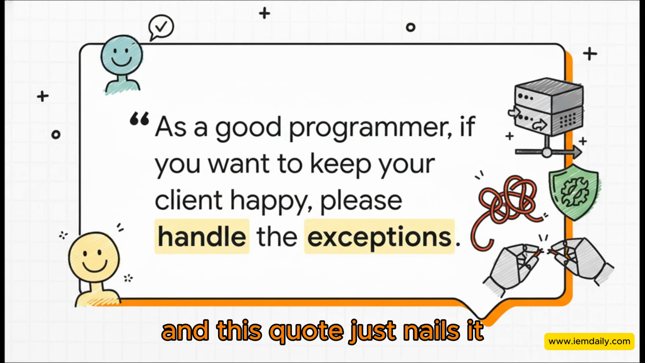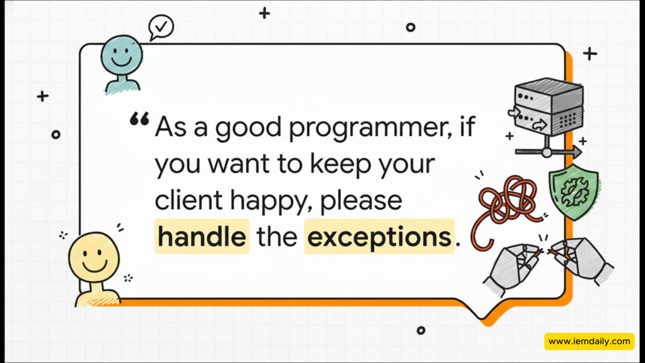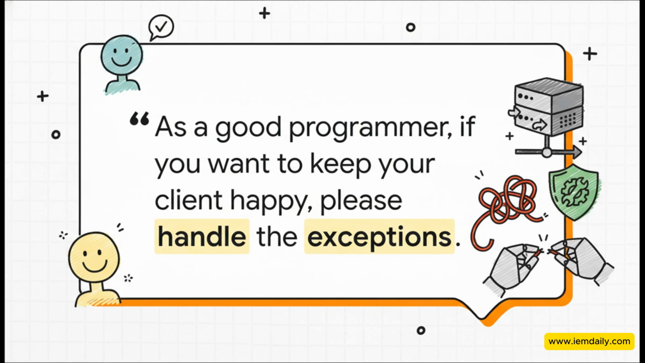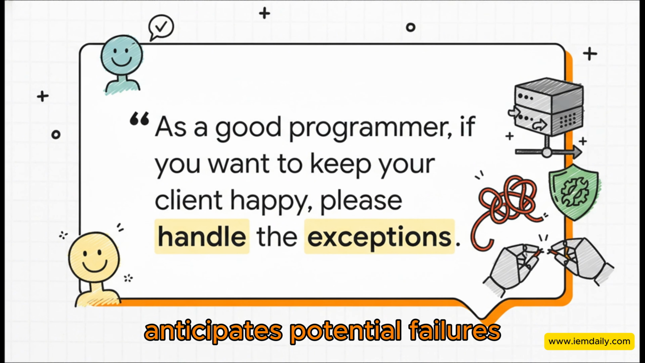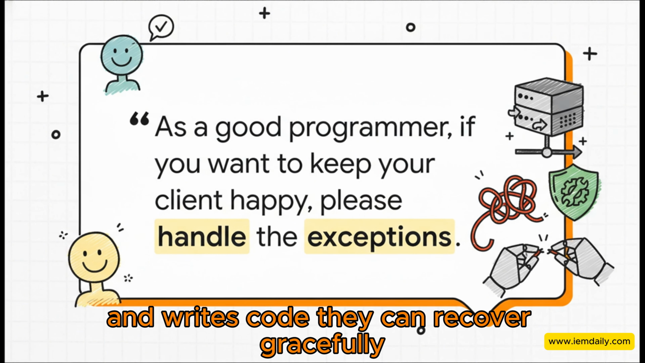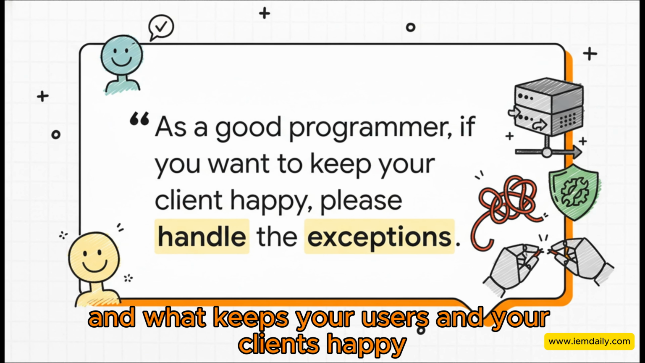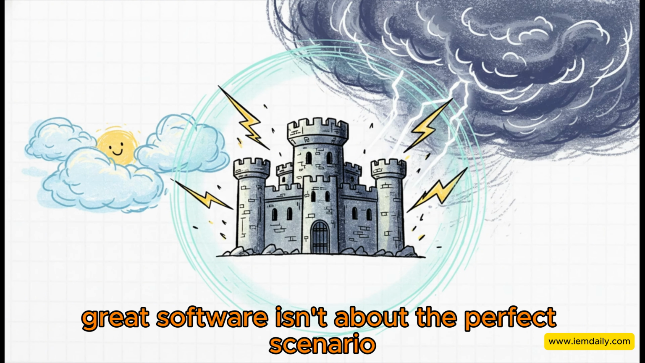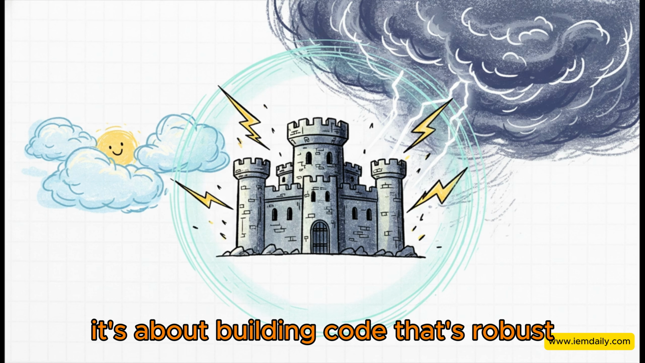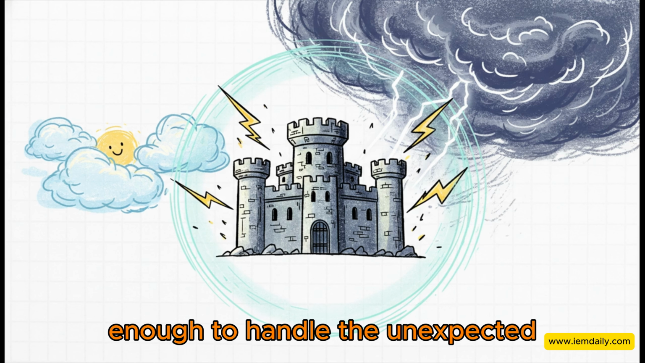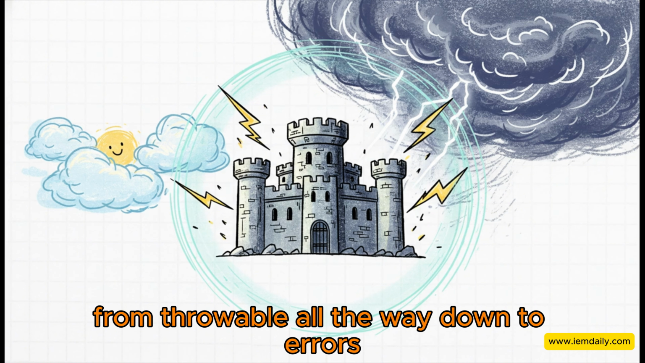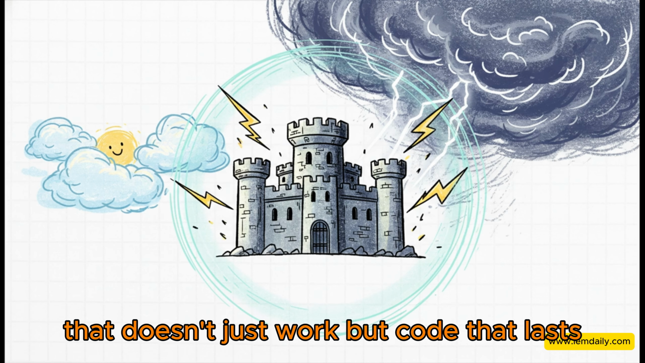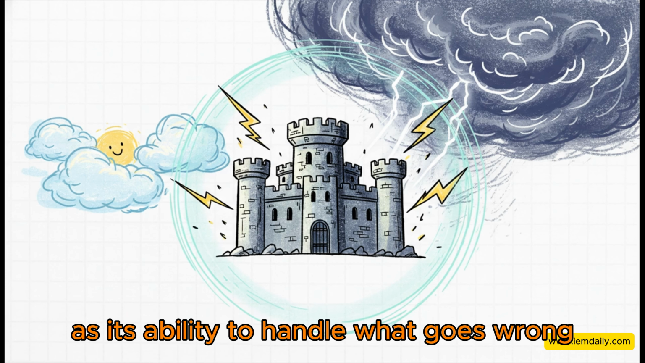And this quote just nails it. It really gets to the heart of the matter. While the compiler says handling unchecked exceptions is optional, in the real world, it's not. A good programmer thinks ahead, anticipates potential failures, and writes code that can recover gracefully. That's what keeps the application running and what keeps your users and your clients happy. So the ultimate takeaway is this. Great software isn't about the perfect scenario where everything just works. It's about building code that's robust enough to handle the unexpected. Understanding this hierarchy, from Throwable all the way down to errors and the two types of exceptions, gives you the blueprint to build code that doesn't just work, but code that lasts. Your code is only as strong as its ability to handle what goes wrong.